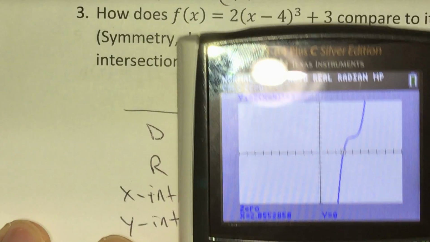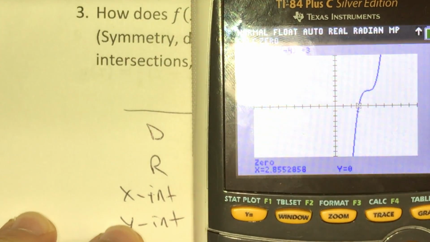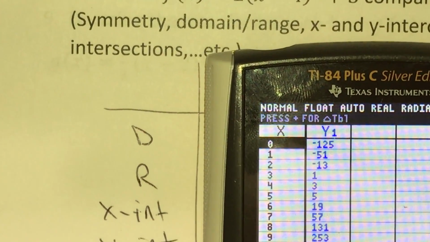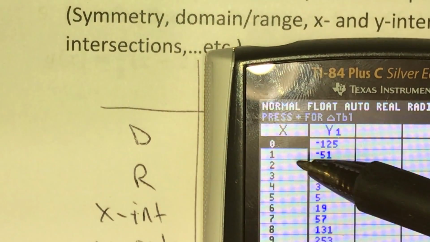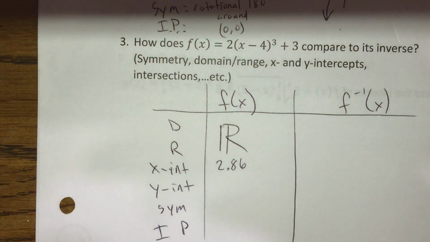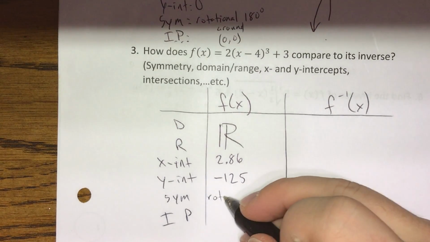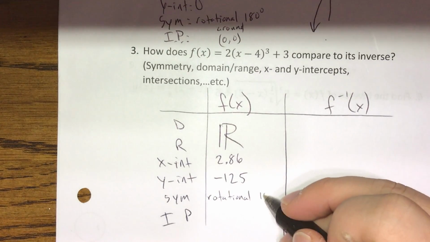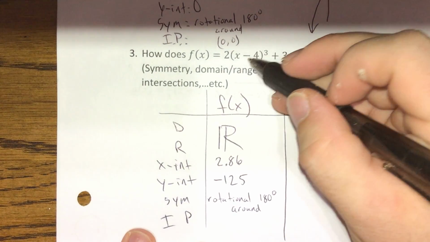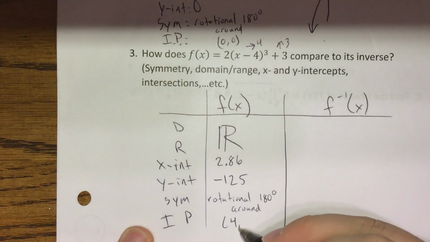Alright, to find the y-intercept, the easiest way to find the y-intercept is to go into the table. So I'll press second graph, right there, the table. And the y-intercept is where the x value is 0. So when x is 0, the y is negative 125. So negative 125. Then the symmetry again is always rotational, 180 degrees around. This one moved to the right 4 and up 3, so it's 4, 3.